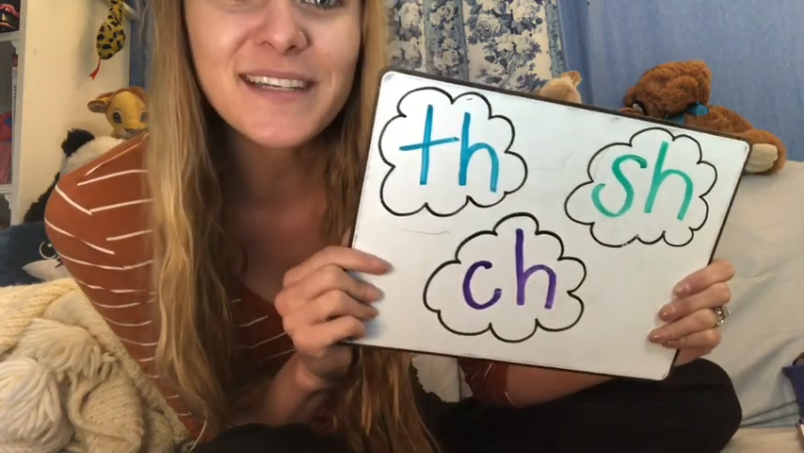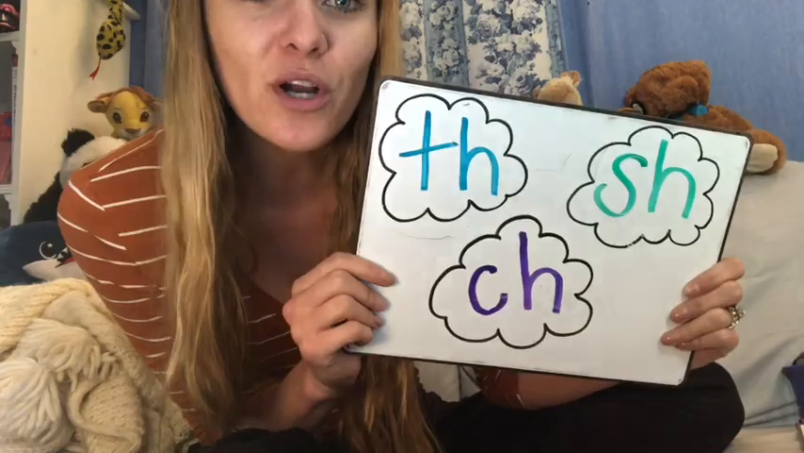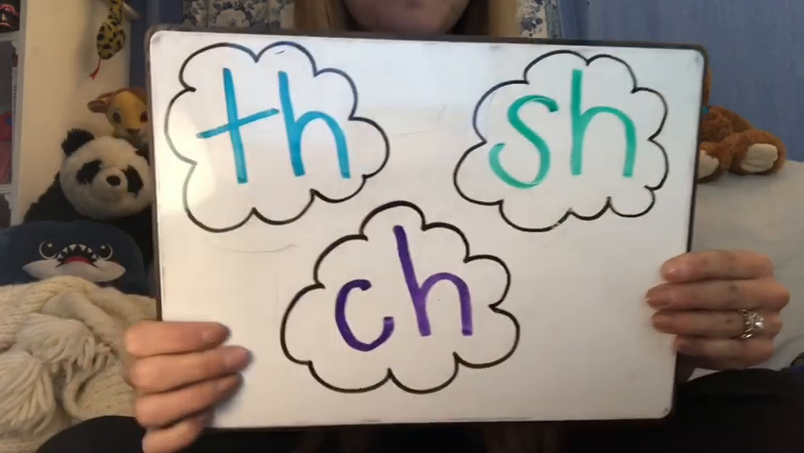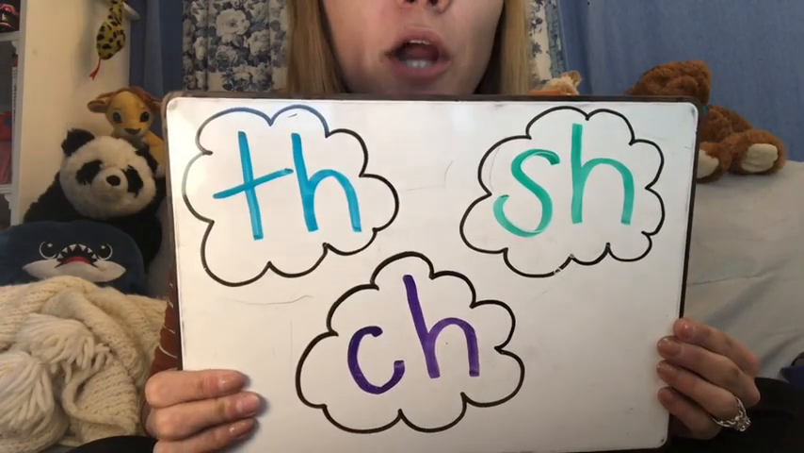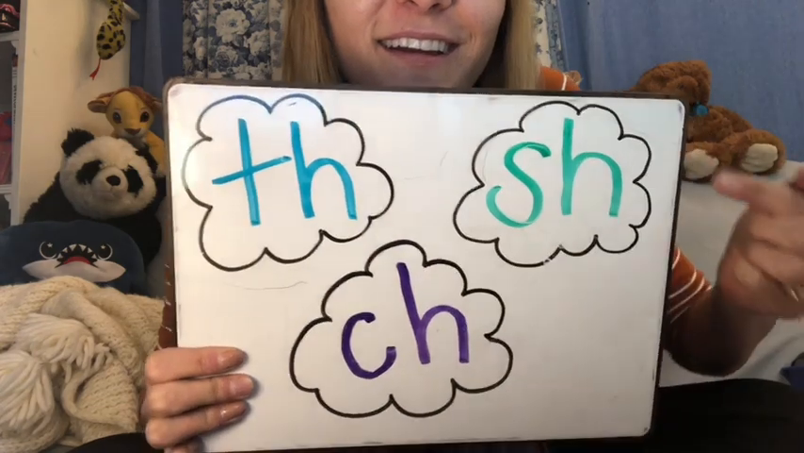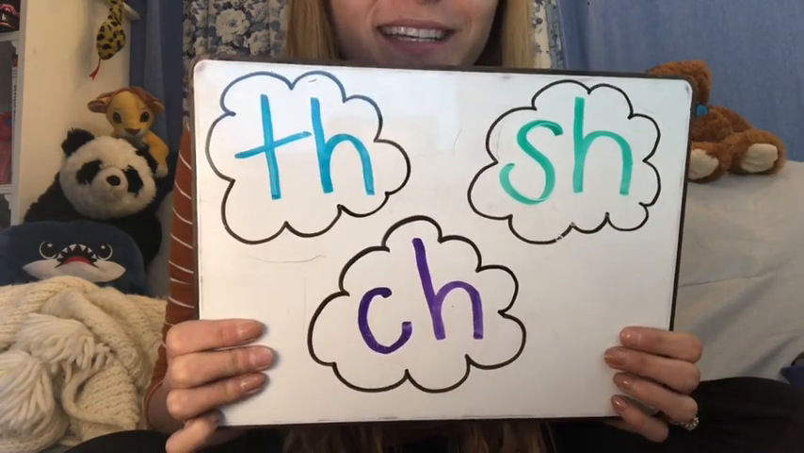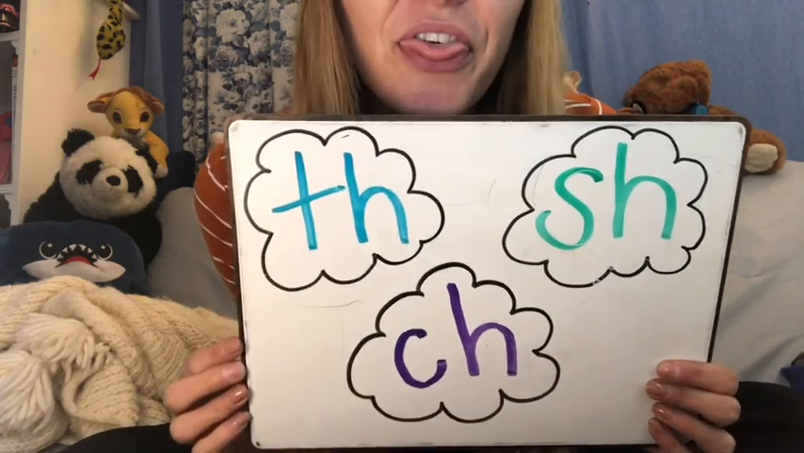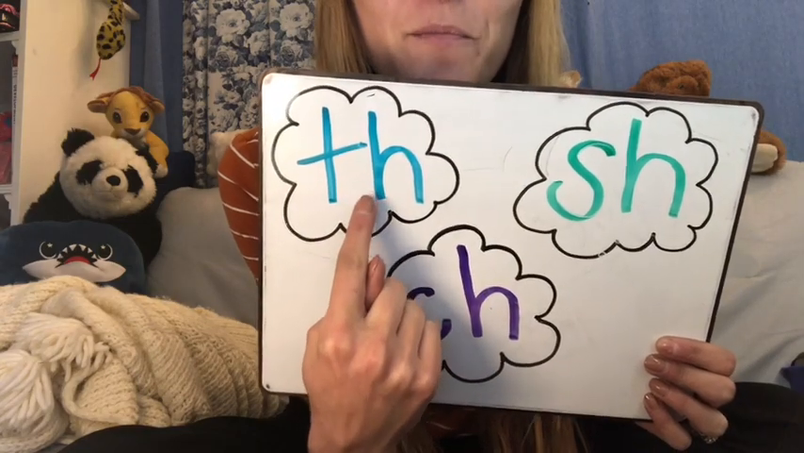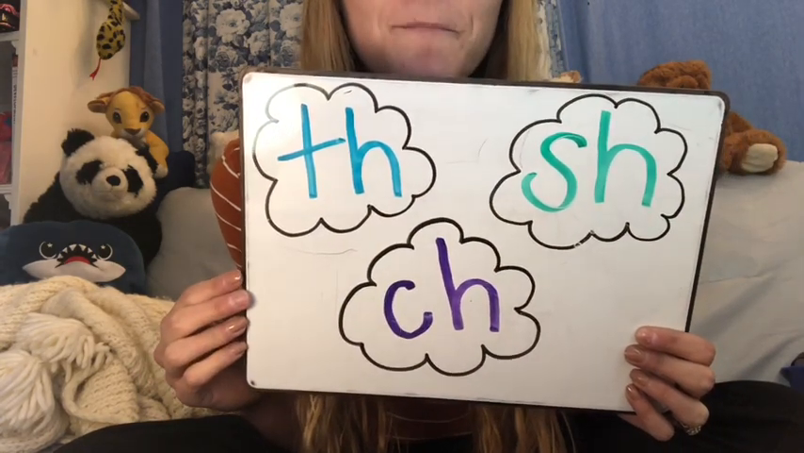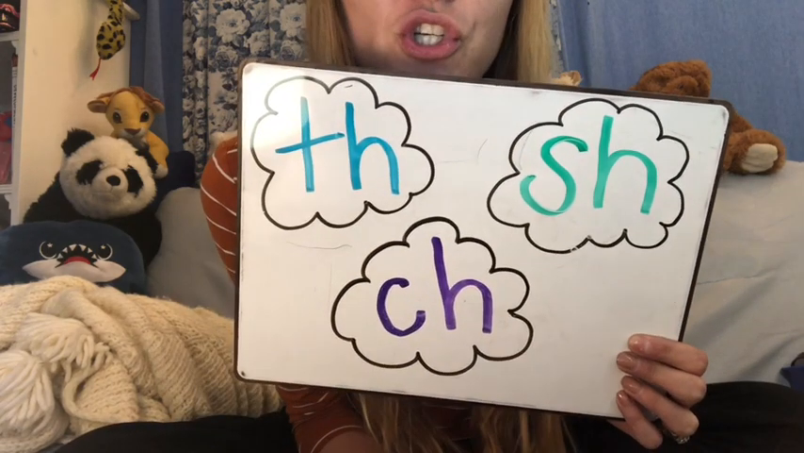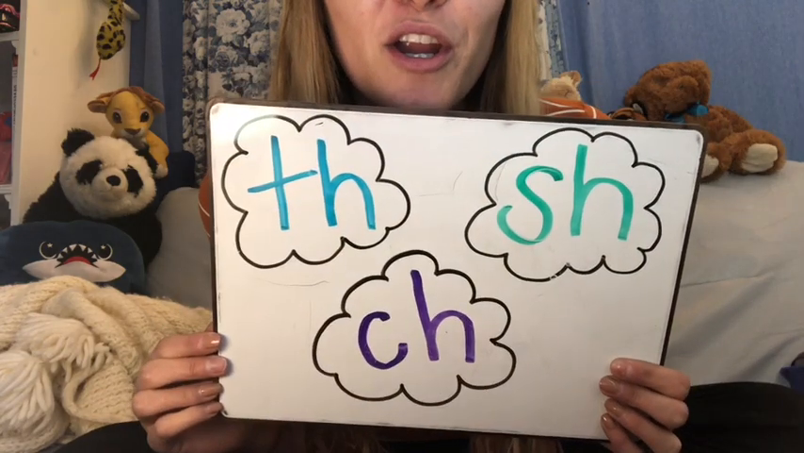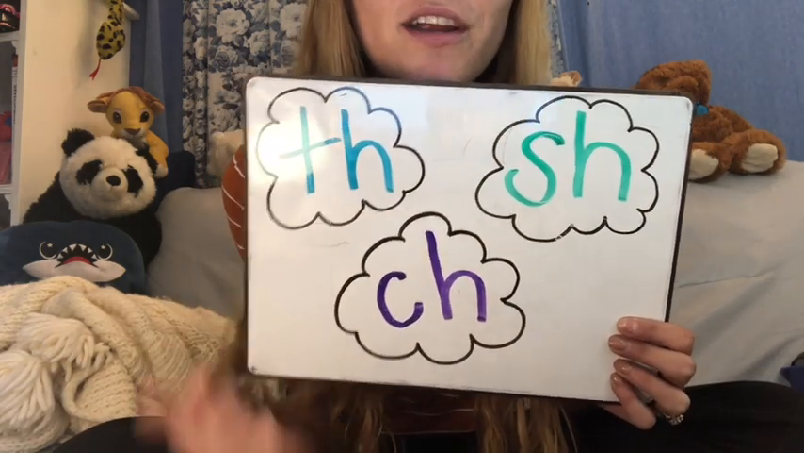Fabulous. For the last part, I'm gonna say a word and you are going to point to which digraph the word is. Are you ready? Okay. Shark. Good. Chips. With. Share. Share with your friends. Shh. Share. How about chair? Chair.